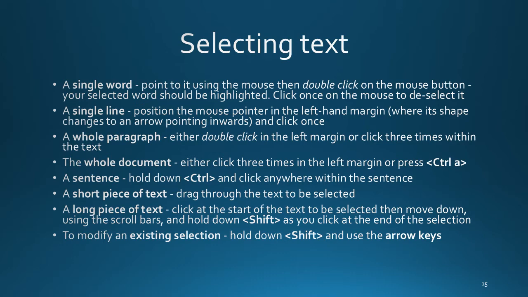A sentence: hold down Ctrl and click anywhere within the sentence. A short piece of text: drag through the text to be selected. A long piece of text: click at the start of the text to be selected, then move down using the scroll bars and hold down Shift as you click at the end of the selection.